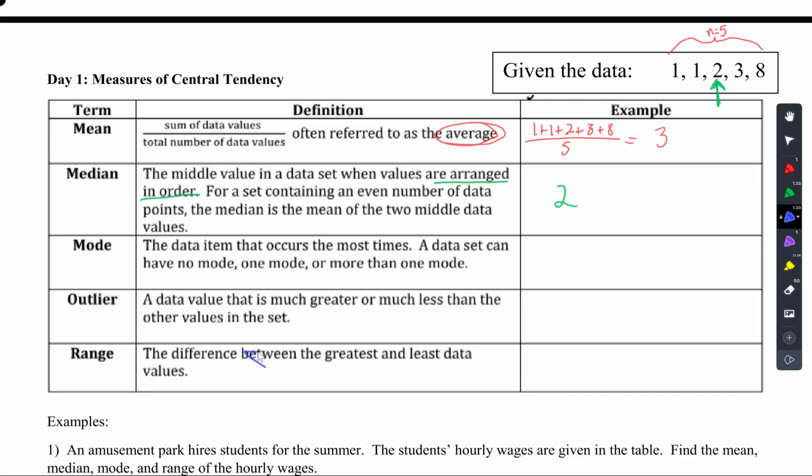Mode is the one that happens the most. So you just look at which one happens the most, and it's 1, okay?